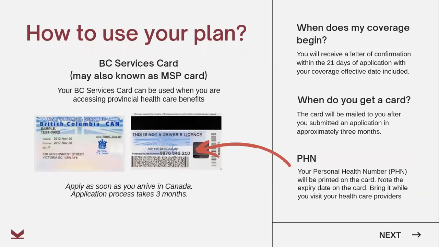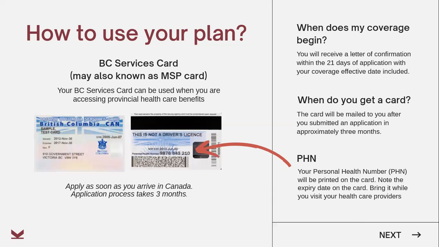So how do you use this plan? This one is pretty easy. So after you submitted your application, you should receive a card that looks like this, and it's something that's called BC Services card. Some people call it MSP card. So depending on if you go to a clinic or something, they might ask for your BC Services card. They might say care card, or they might say something that's called MSP card. So it looks like this. It has your personal information at the front, and then at the back, you should see something that's called your personal health number, okay? And it's printed on the back of the card.